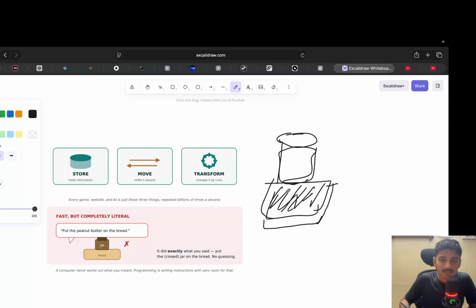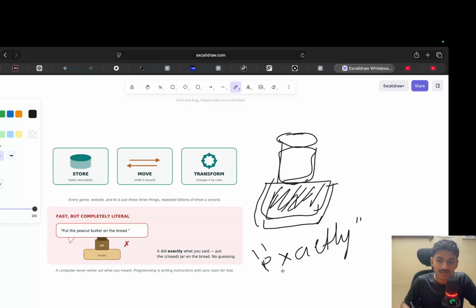So what I want to say is a computer is a machine which does exactly what you have told it to do. The keyword is exactly. Exactly what you have said. So it is dumb. It is a machine and it does exactly what you say, only and only exactly what you say.